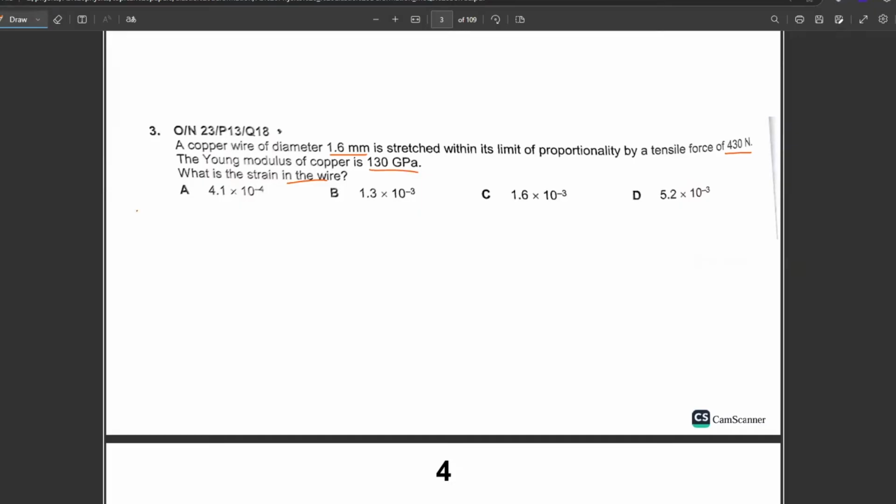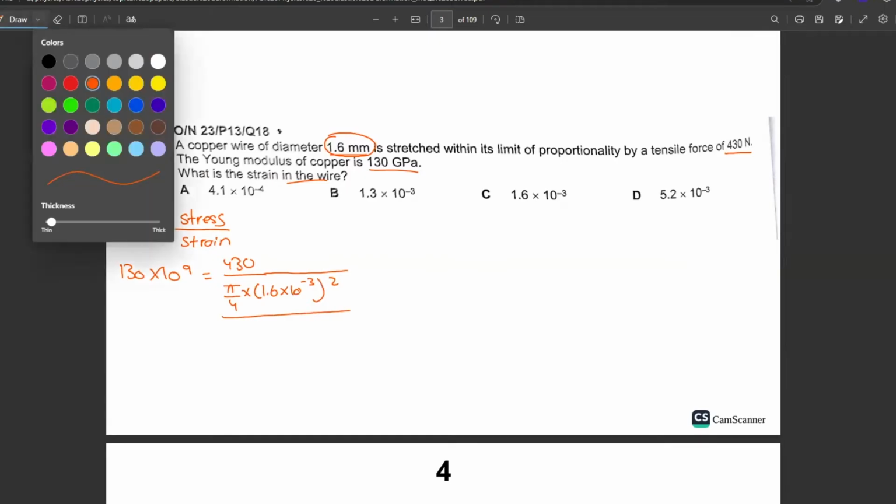We have studied that Young's modulus is stress over strain. What is the Young's modulus? 130 gigapascals, 130 times 10 raised to the power of 9. What is the stress? Force. Your force is 430. So in place of stress, we will write 430 divided by the area. You are given the diameter. Can you calculate the area? Yes, pi over 4 times diameter 1.6 times 10 raised to the power of minus 3, whole squared.